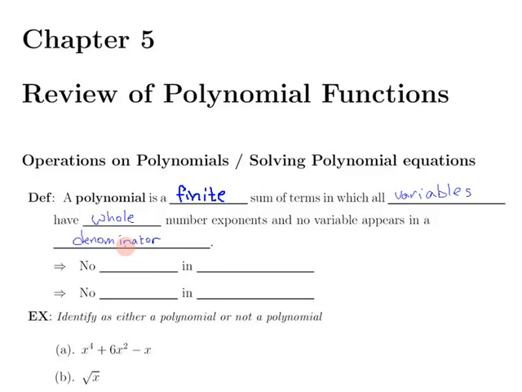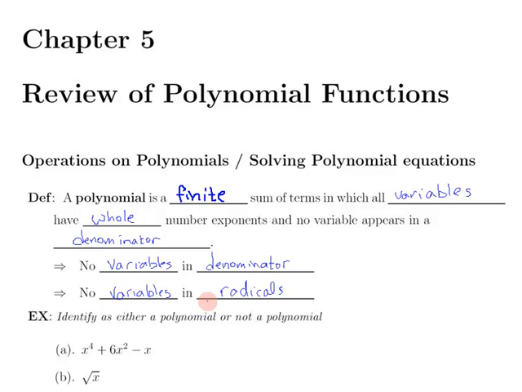So you have two things that happen here. You have no variables in the denominator. The second thing you have is that no variables are in radicals. Now the reason that that's true here, the reason why it's not under a radical, goes back to the reason that there are whole number exponents.